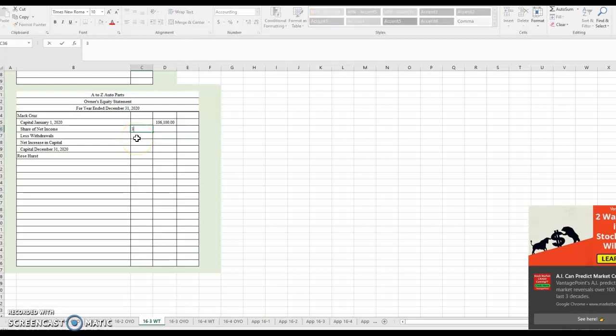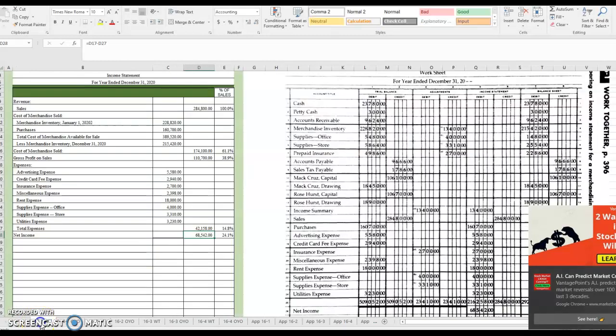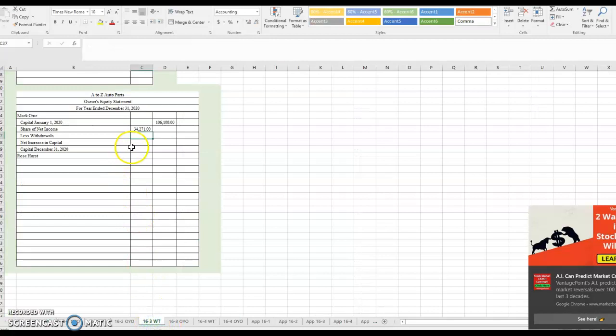His share of the net income was $34,271. However, he made some withdrawals through the year. So if I go back here, it'll show me his drawing for the year was $18,450. Oh, bouncing around here. Okay, so $18,450. So he had more income than withdrawal, which is a good thing. That means we had a net increase of our capital. So he had more of an increase than a decrease. You know, he had more go into his equity than out.